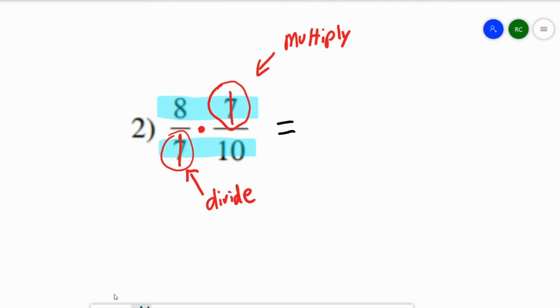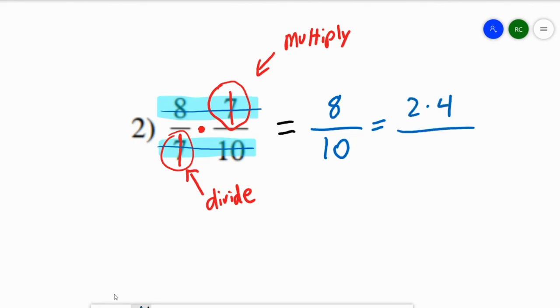So now, instead of 56 over 70, we multiply straight across the top and get 8. We multiply straight across the bottom and we get 10. That is much easier to simplify. I can see that 8 is 2 times 4. I can see that 10 is 2 times 5. I know that 2 divided by 2 is 1. So my answer is 4 over 5.